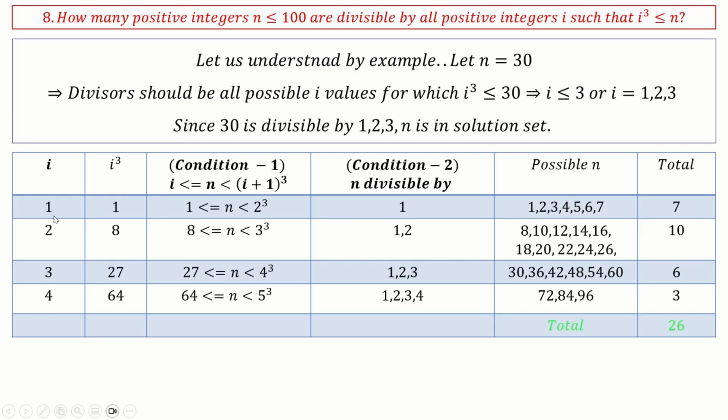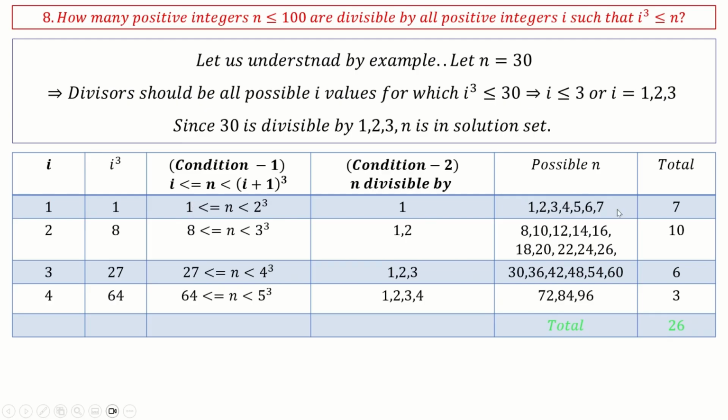So let's understand this one. Let's take i equal to 1. So i cube is also 1. So n can be from 1 to 7, because it cannot be 2 cube, because i is only 1, right? So i can go up to 2 cube. Now the condition is divisible only by 1, because i is 1. I is not 2. So 1, 2, 3, 4, 5, 6, 7, all these are possible n's, which are divisible by 1.